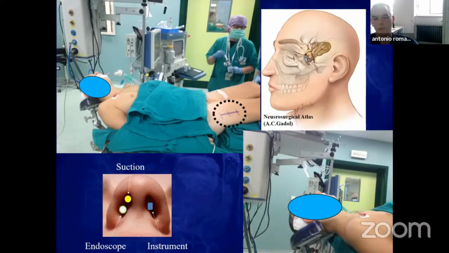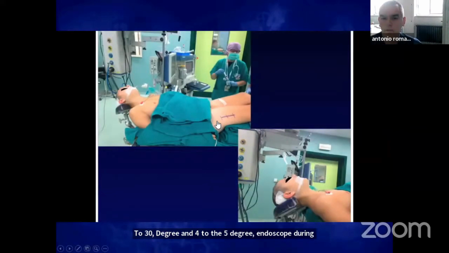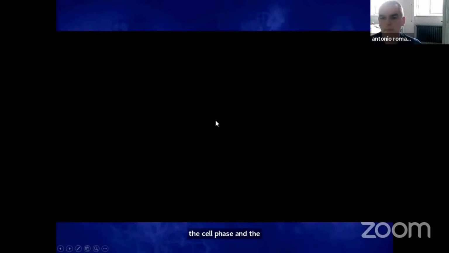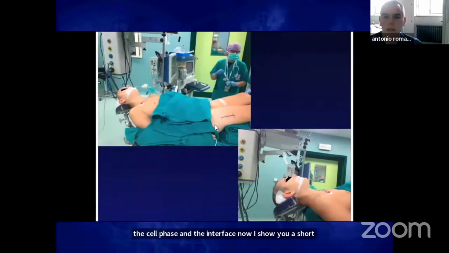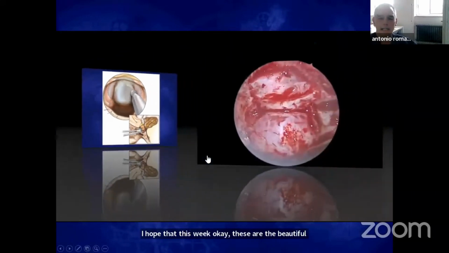At the beginning, we use a 0-degree endoscope together with the ENT surgeon, this colleague, and then switch to 30-degree and 45-degree endoscopes during the sellar phase and the intracranial phase. Now I show you a short video of the operation. I hope you can see. Okay, these are the beautiful pictures taken from Neurosurgical Atlas.